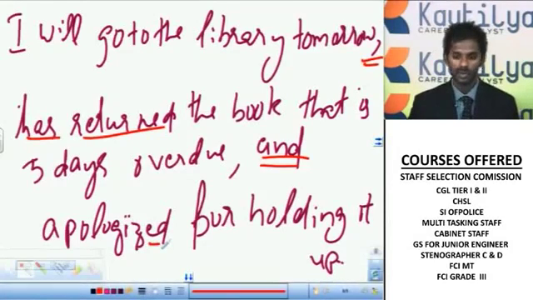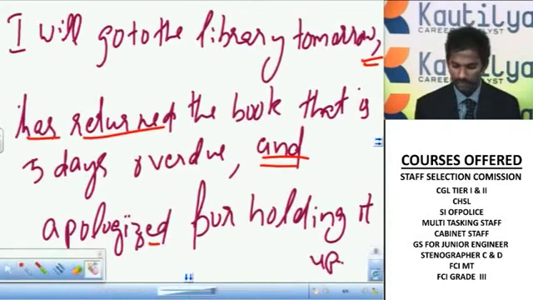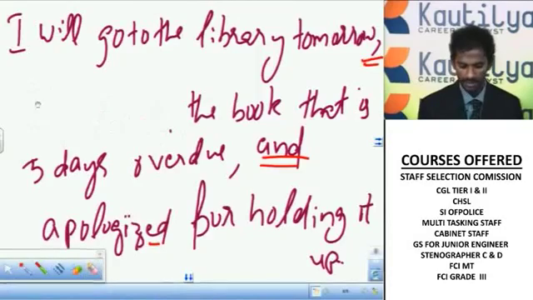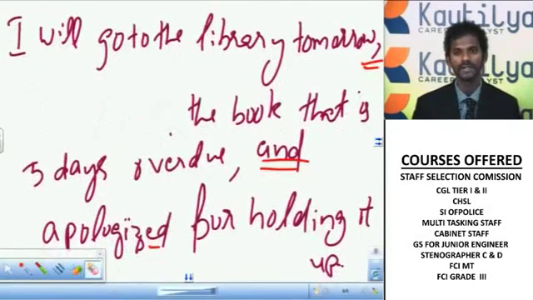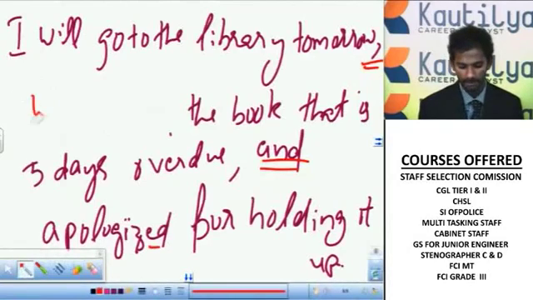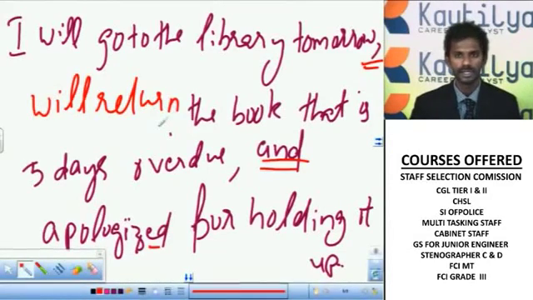Fine. Now we shall make it fine in the case of tense consistency. First idea is I will go to the library tomorrow, future tense. So the other ideas must also be in the future tense. Clear? So we'll make it fine. I will go to the library tomorrow, comma. I just eliminate this part. Will return the book that is 5 days overdue. Is it fine? Will return the book that is 5 days overdue. It is future tense, that's okay.